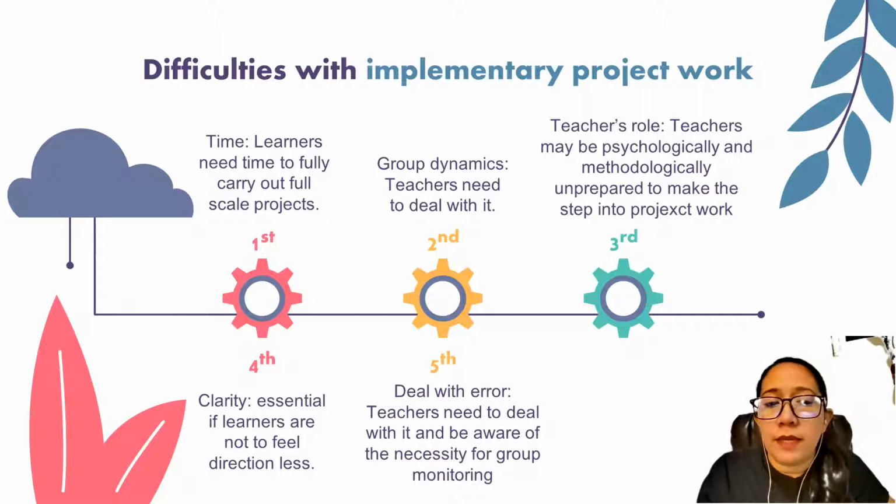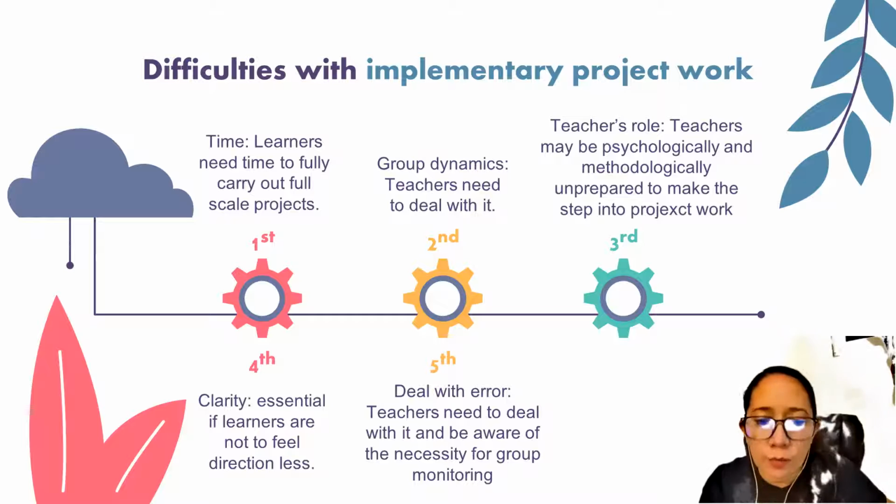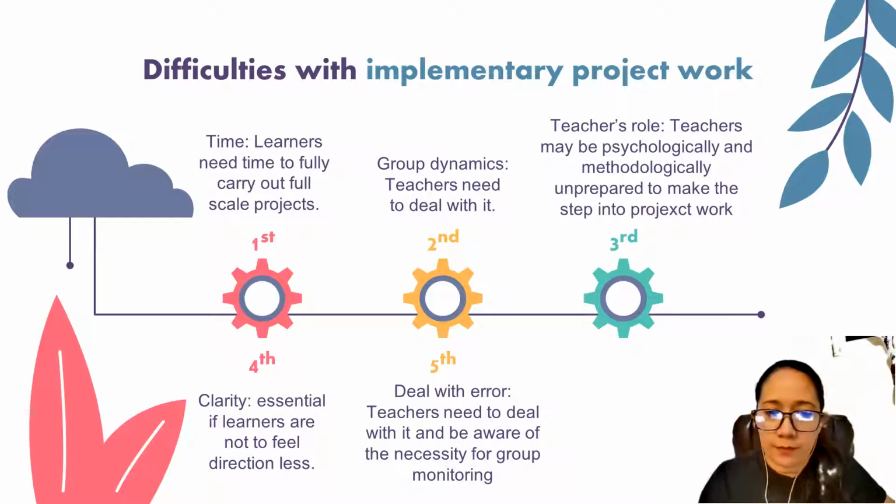The fourth one could be clarity. It is essential if learners are not to feel directionless. The fifth one would be dealing with error. Teachers need to deal with it and be aware of the necessity for these group activities or monitoring.